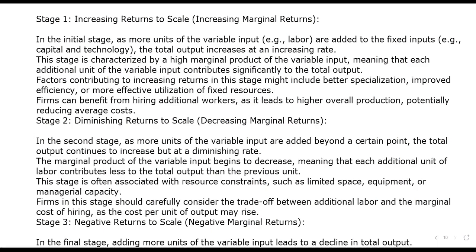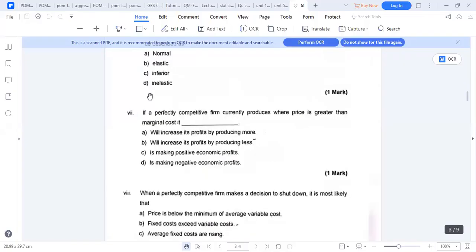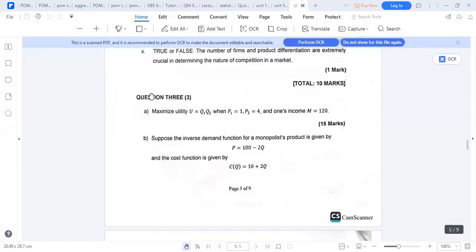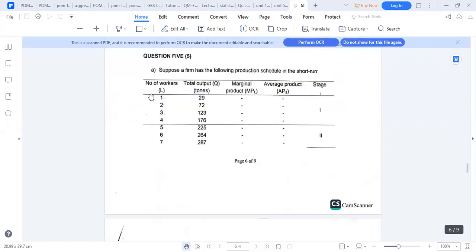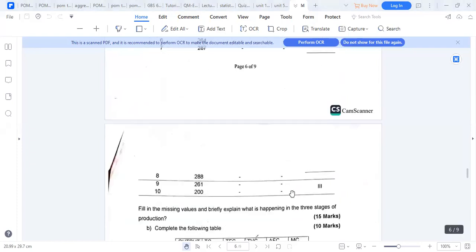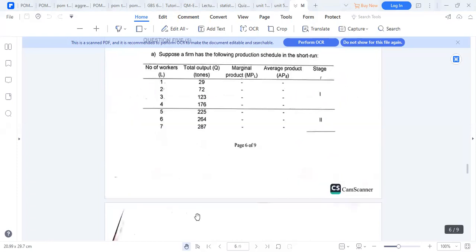So now we go to the exam setup. How do questions on production come? So this was our paper. First part was multiple choice. Second part, true or false. Then we have question 5, which has to do with what? Production. For the purpose of this, there are stages 1, 2, and what? And 3. So we are asked for 15 marks to explain and fill in the table. We explain what is happening.